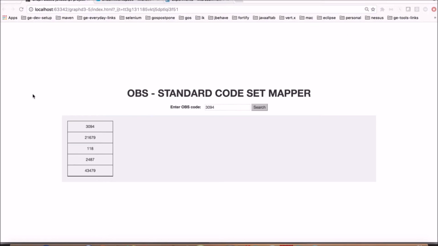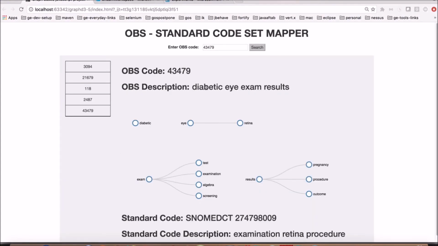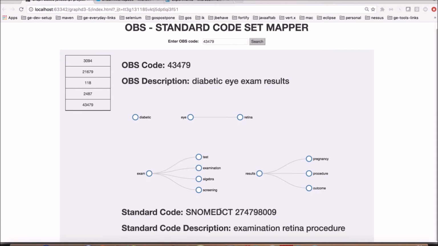This is a web interface that, when given an OBS code, finds the closest code from the standard code set that it maps to. The 5 OBS codes you see on the left are the frequent searches, so I'll go ahead and pick one of those. For this OBS code with this description, it finds this SNOMED code to be the most closely mappable. Although we do not see any exact correlation between the two descriptions in terms of words, we still find that there's a correlation based on the learning that we described. For example, the word eye is related to the word retina, the word exam is related to examination, and the word results is related to procedure, all of which are found in the equivalent SNOMED code. And that's how it deciphers this SNOMED code to be the most closely mappable for this given OBS code.